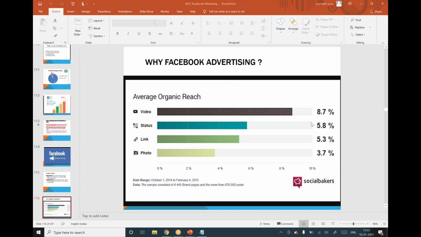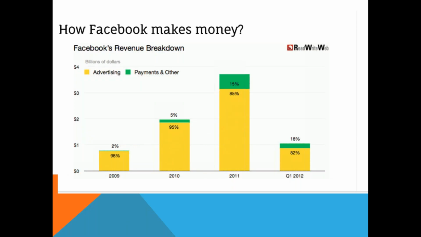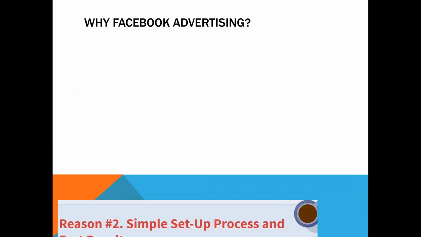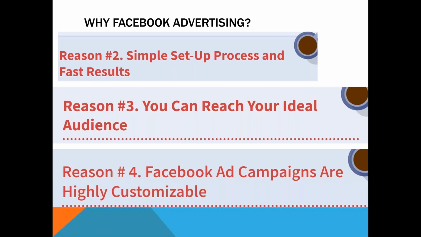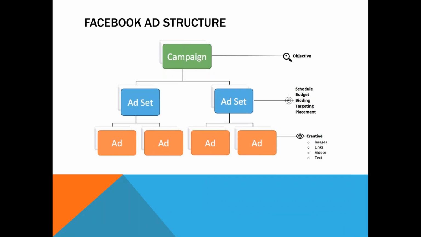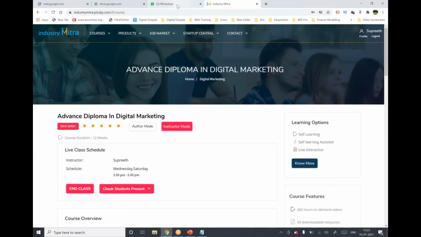If you observe on the screen, it is very surprising. If you put a video, only 8.7% of the people will actually see your video. Status 5.8, links 5.3, and photos only 3.7%. It means of every 100 people, only 3 to 4 people will actually see your post. That's all, without paying money. But if you pay money, you will get to advertise. Okay, now I'll show you in Facebook how an advertisement looks.